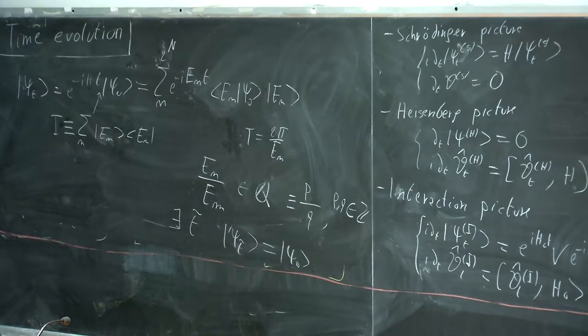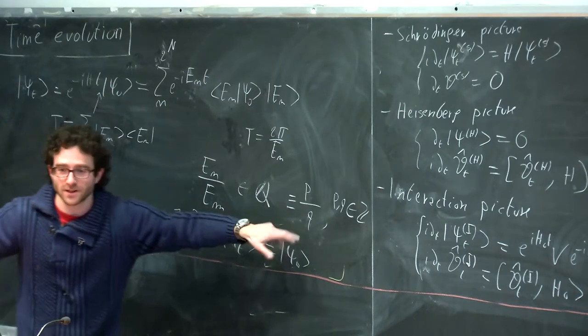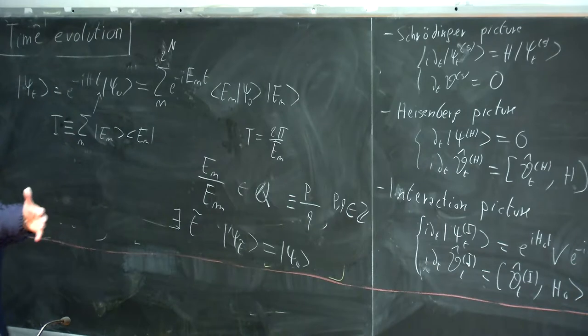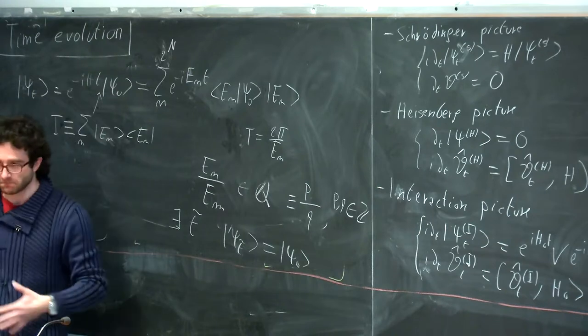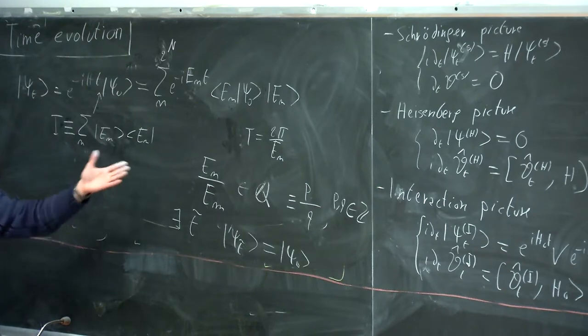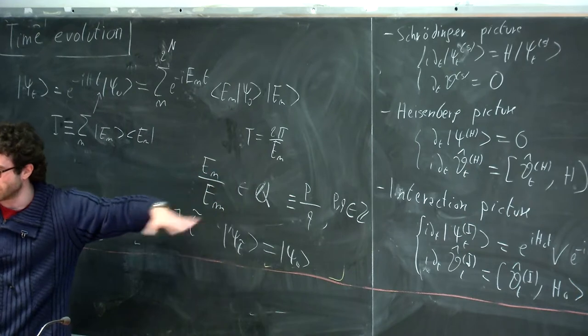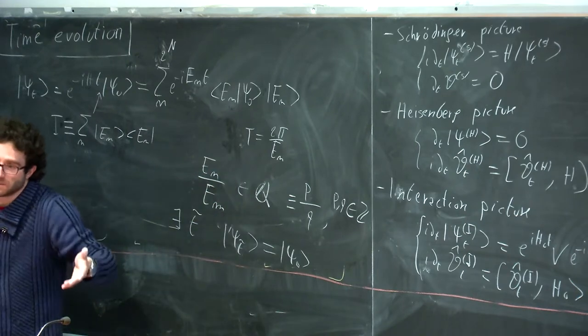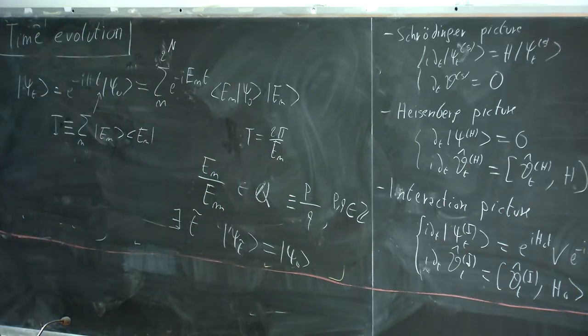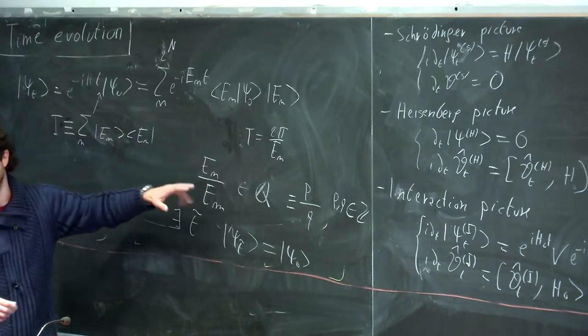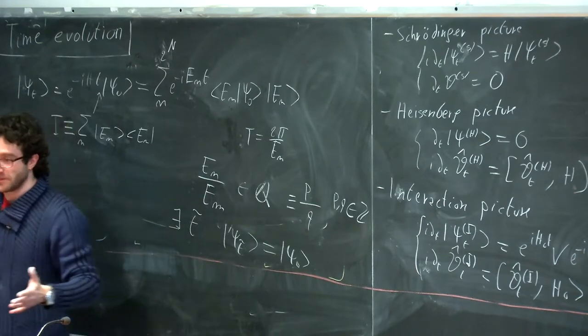So these denominators can be very, very large. And so there is a very, very large time after which you reconstruct the initial state. Clearly, you cannot expect to have this kind of relations in a generic system, also in the Ising model. If you don't have this relation, so if you consider the ratio of two energies, you find something which is not rational.